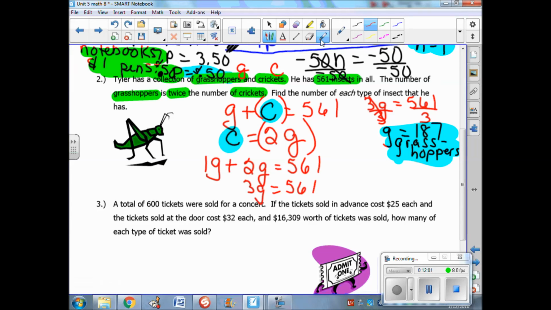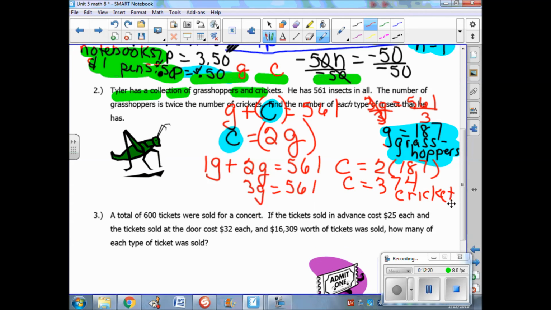If I've got to find the number of crickets, I think I might use that second equation because it's C equals 2 times the number of grasshoppers. So what is 2 times 187? And that gets me 374 crickets. That's a lot of bugs. Let's highlight that. So I've got the crickets and I've got my grasshoppers.